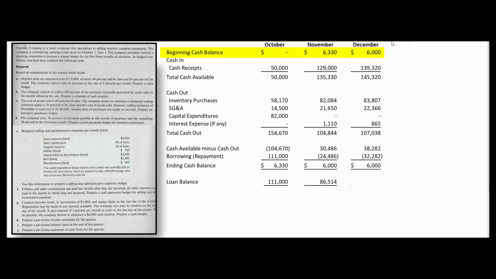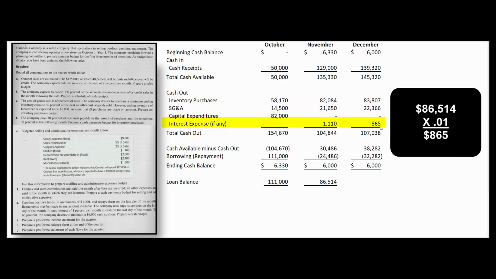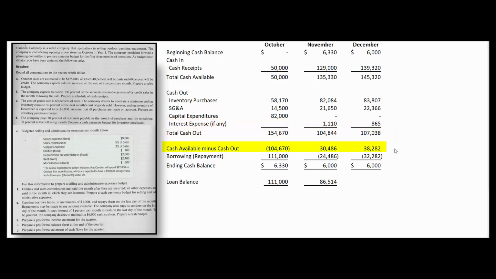And December is the same pattern. We started out with $6,000 on December 1st. We brought in $139,320 from our sales receipts. So we have $145,320 to pay our bills. We buy some inventory, we pay the SG&A, we pay $865 on the loan interest because now the loan balance is $86,514 times 1% gives us that $865. So we have $38,282. We only need to have $6,000. So we can pay $32,282 on that loan to take the loan balance down to $54,231. And by the way, here's our ending cash balance for our balance sheet. That's $6,000.